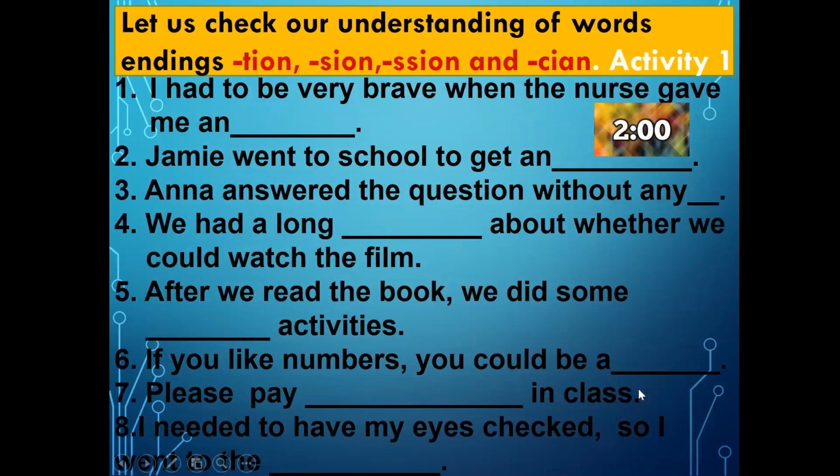So let's check our understanding of words ending tion, sion, ssion, and cian. Grab your English notebook or your whiteboard or an A4 size paper. I'll be dictating the words to you. Let's see how well you have understood them. For this, I will play the timer, which will run for 2 minutes, and you will just write the answer. So your time starts now.